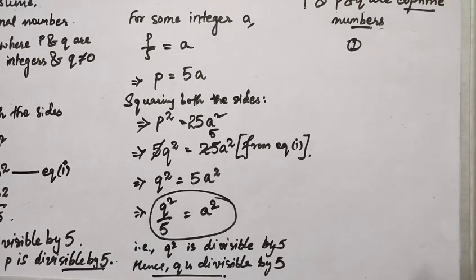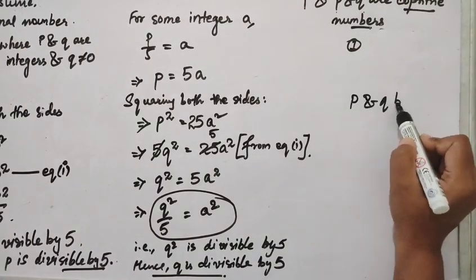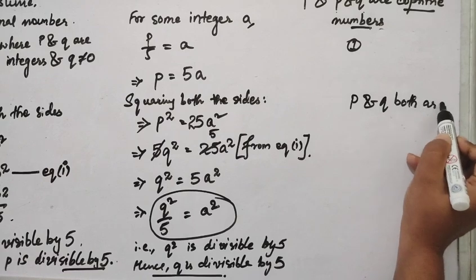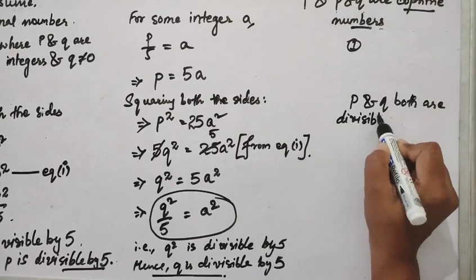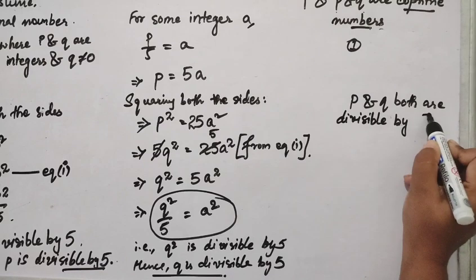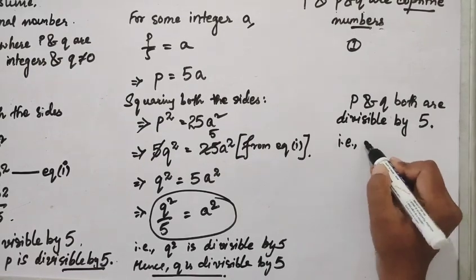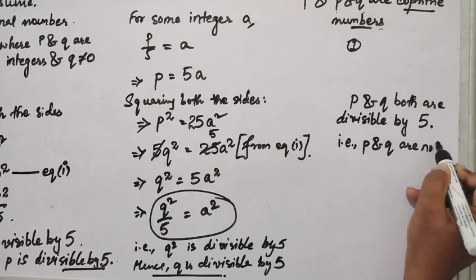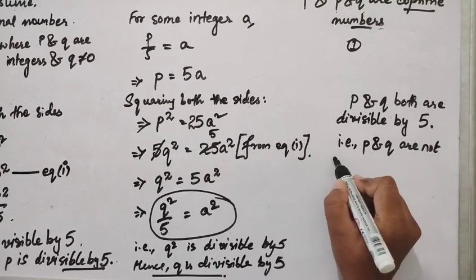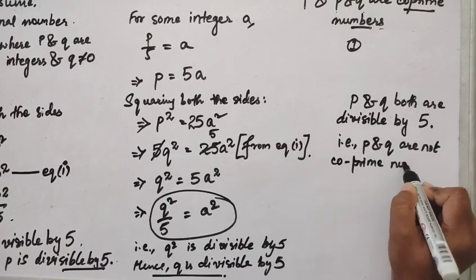So here we came to a conclusion that p and q both are divisible by 5. That is, p and q are not co-prime numbers.